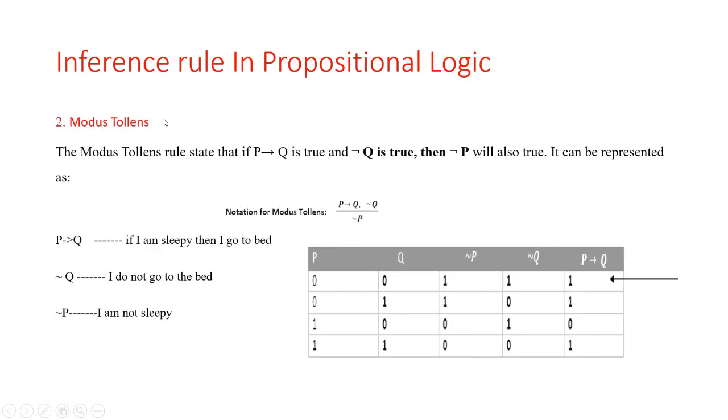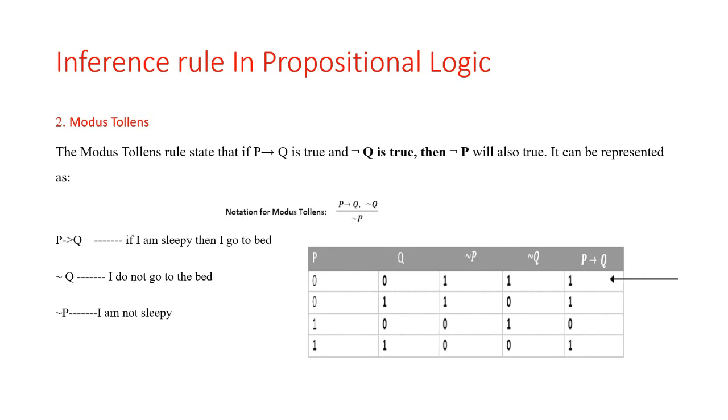But in the modus tollens, if P implies Q is true and negation of Q is true, then negation of P will also be true. Okay, so it can be represented as P implies Q is true, negation of Q is true, and negation of P is also true. So the example for the modus tollens is, if P implies Q is true, a similar example for the modus tollens also.